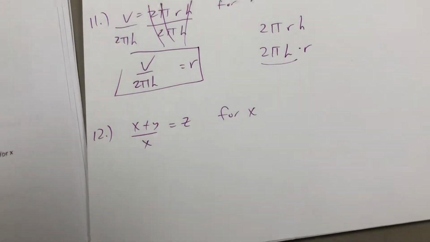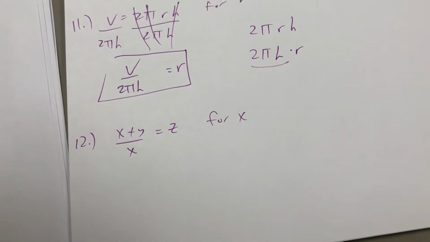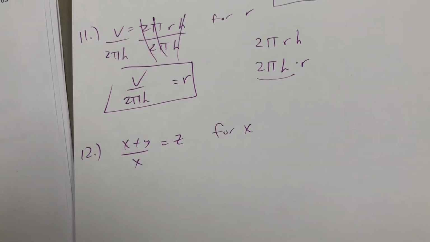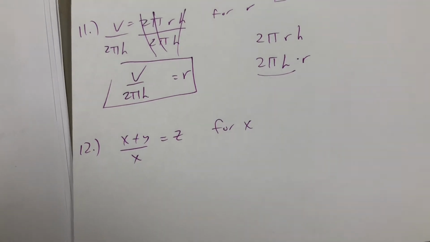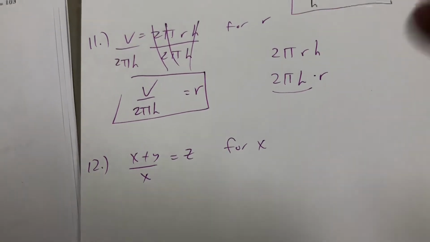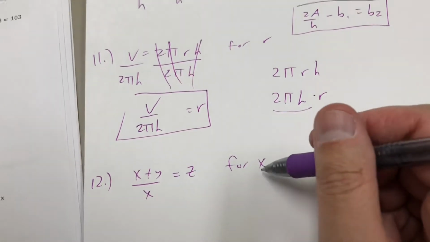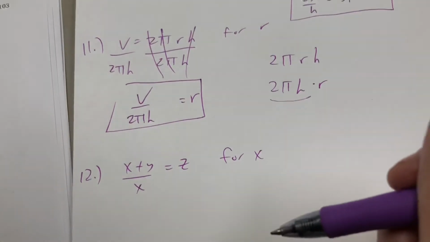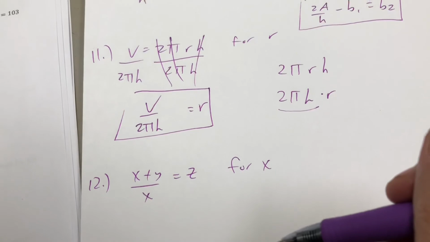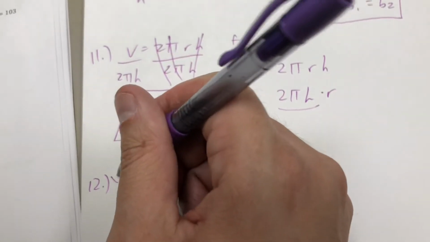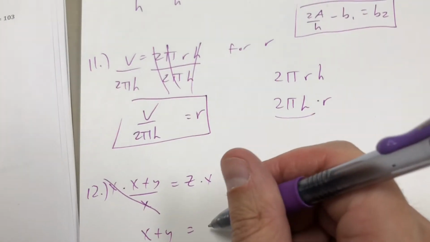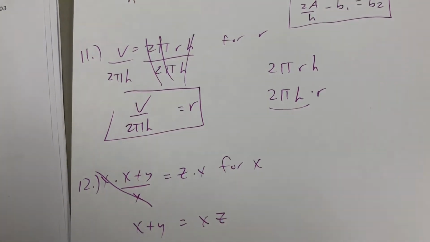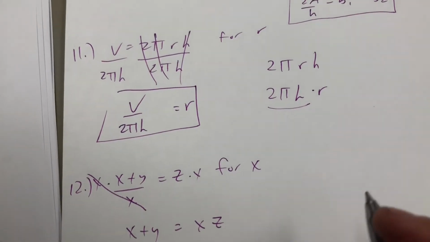All right, number 12. If you're doing this in 2022, because of your Algebra 1 kind of skipping over some things, you may not see this on the test, but it would be a nice bonus question. Let's just solve for x. And the challenge here is that there are two x's. So I would consider doing something like multiplying both sides by x to get rid of the fraction. So you'll have x plus y is equal to x times z.